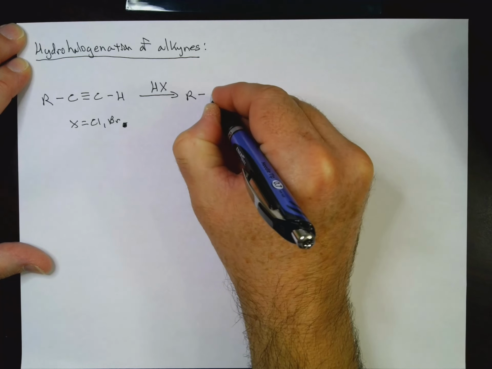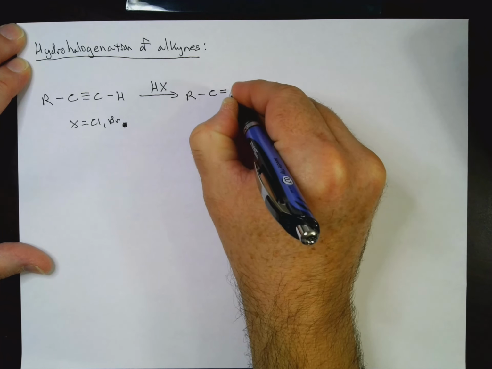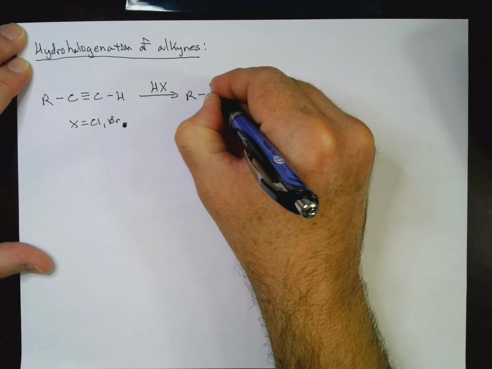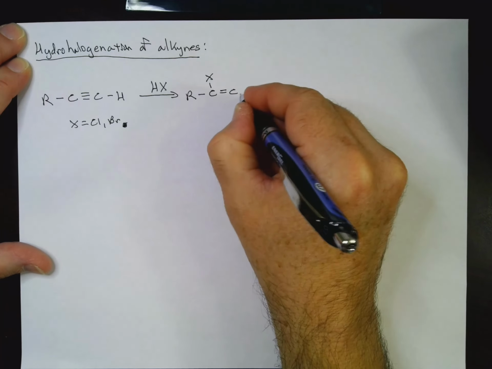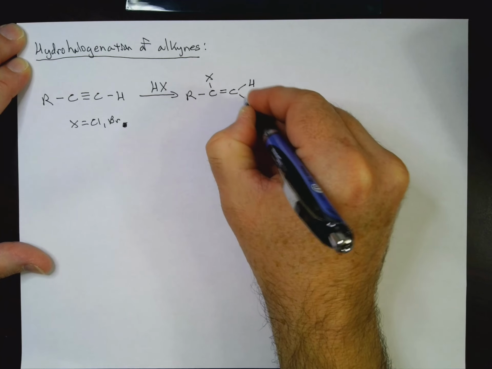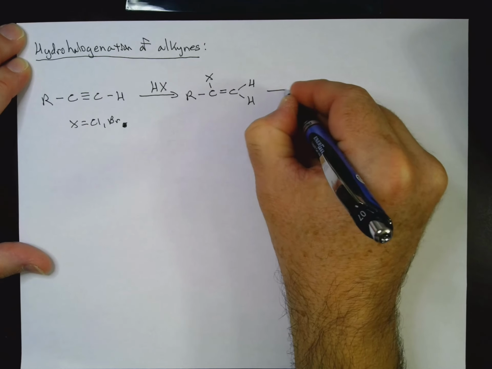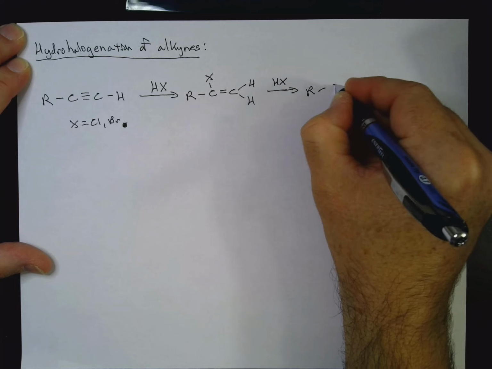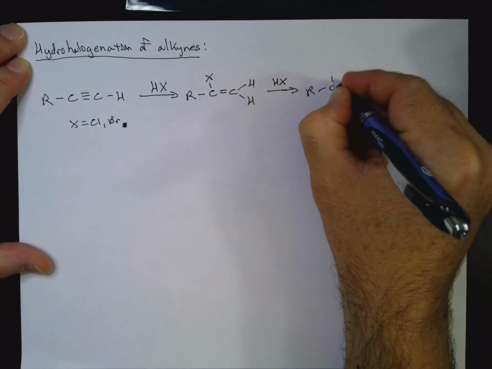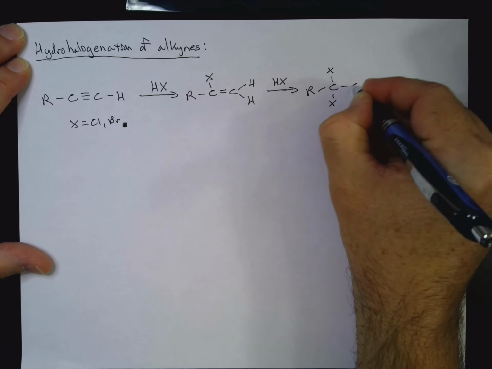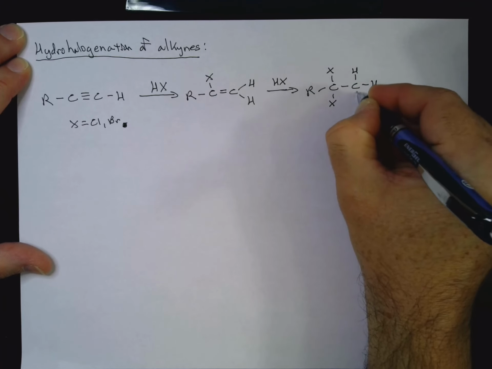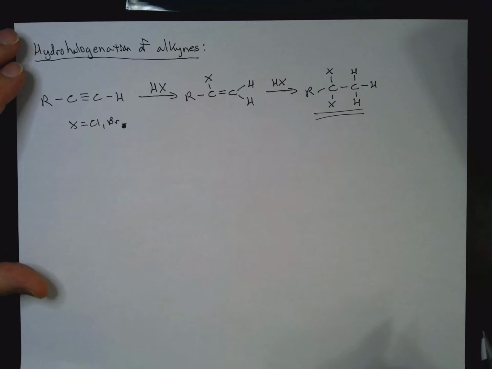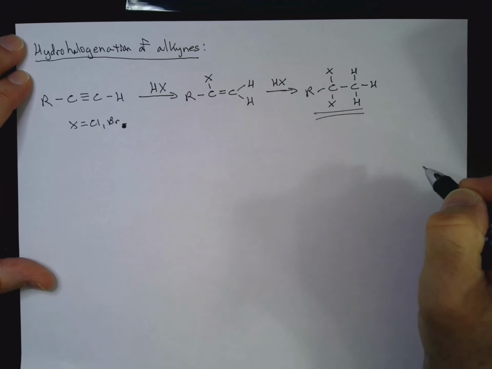And we'll get R, C, double bond C, and we'll get an X and H. But this can continue to react. And so we'll get R, C, X, X, C, H, X. So we'd go ahead and get the dihalogenated species.